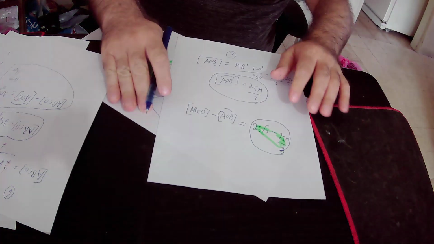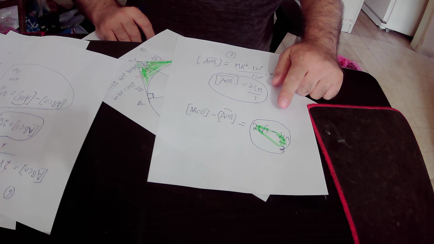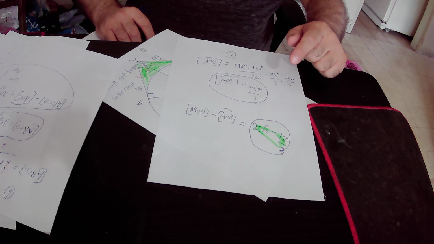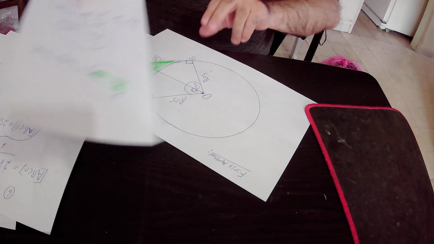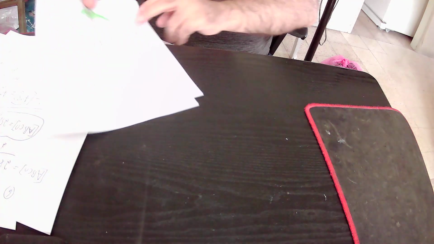So the area of the green sector equals 25 times root 3 minus 25 pi over 3 square units. So that is the first method to find out the area of the green sector. Then we found the area of the green sector in a second method.